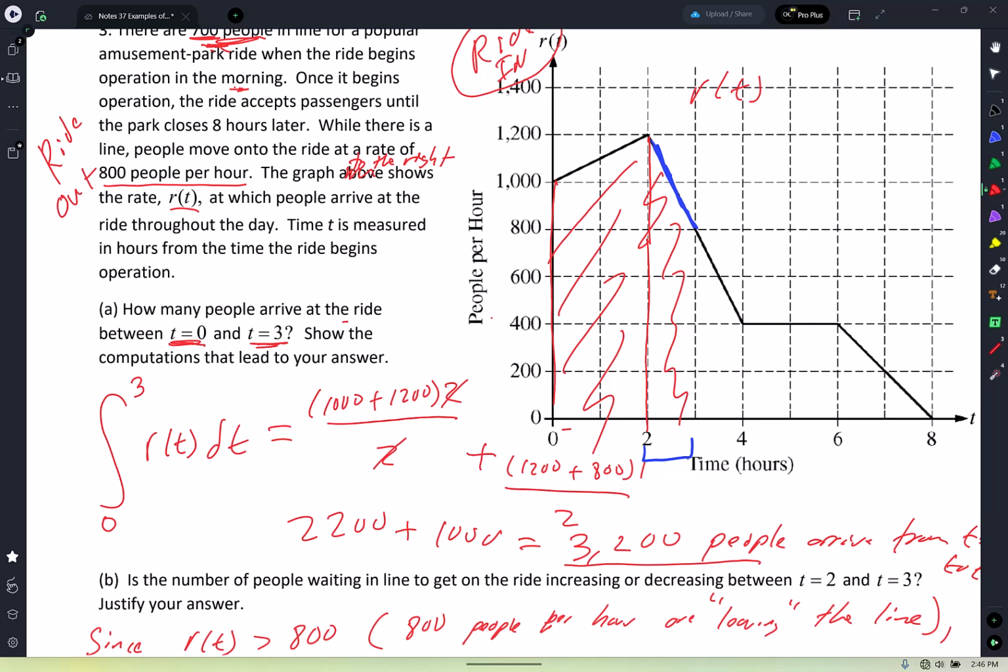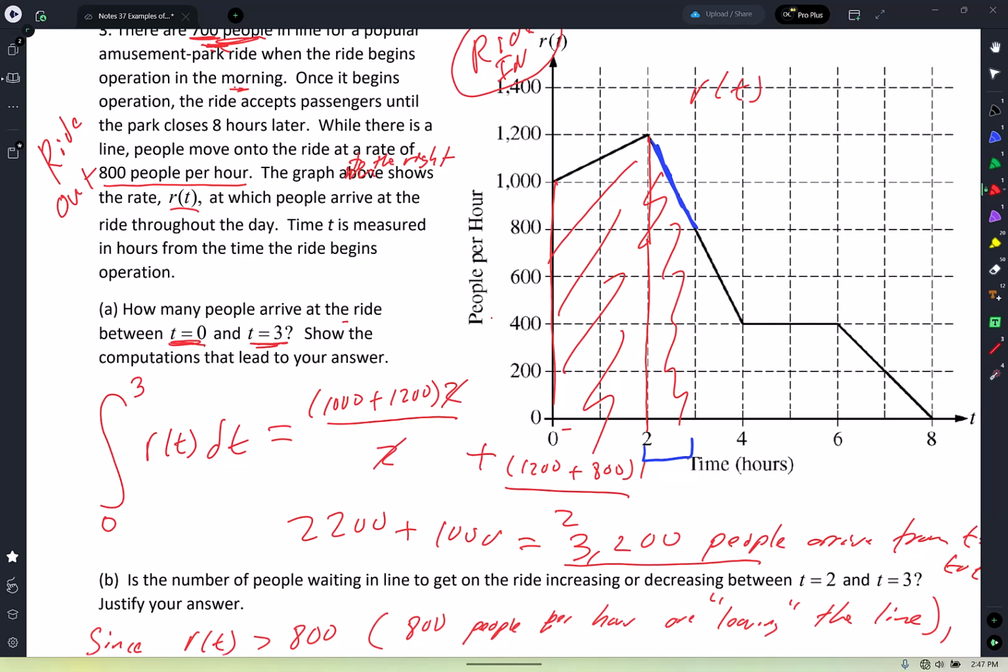Let's go back to that 800. So what does that mean? Yeah, let's talk. Maybe we should have done a water problem instead of a people problem. Okay, everyone, again, 800 people per hour get on that ride. This is constant. It's always going to be 800 people per hour. After 1 hour, 800 people. After 2 hours, 1,600 people have gone on the ride. After 3 hours, 2,400 people. It's always going to be 800 people per hour.